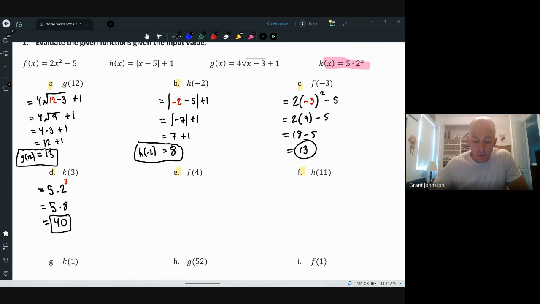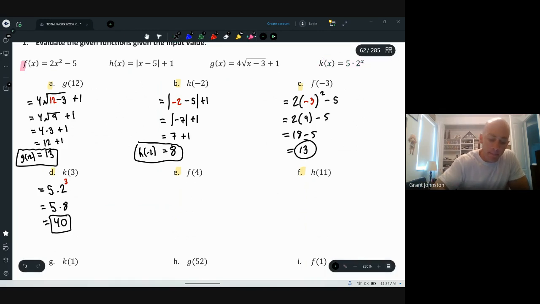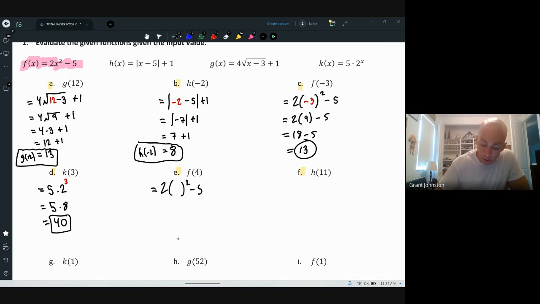Let's do f of 4. So we're using the f function again. We're putting in 4. Just write it out first and then put the 4 in there. Okay, 4 to the second power is 16. So I'm going to have 2 times 16. 2 times 16 is 32. 32 minus 5 is 27. So f of 4 is 27.